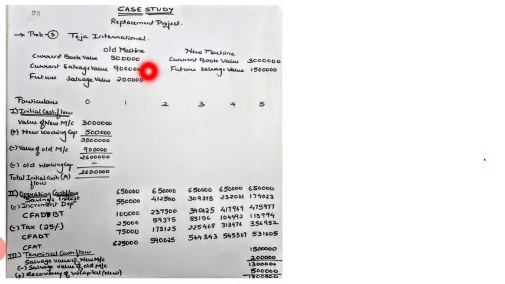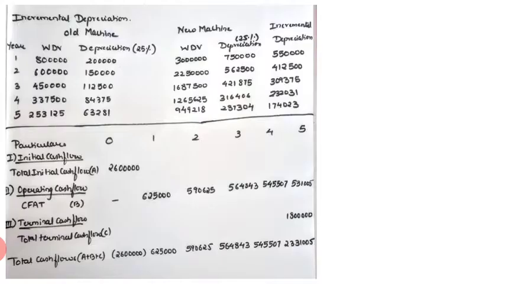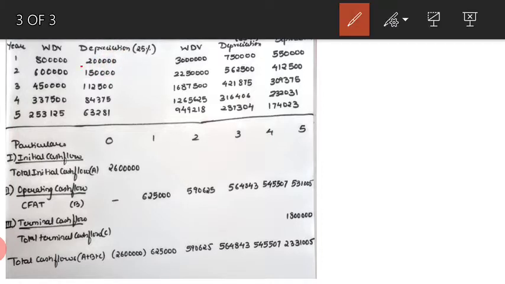And I'm repeating, 9 lakh we have already considered in initial cash flow, so that is gone. Now current book value, we are considering it for incremental depreciation. So what is the current book value? It is 8 lakh. So depreciation is at 25%. So 8 lakh into 25% is 2 lakh. So depreciation for the first year is 2 lakh. What is the written down value for the second year? It is 8 lakh minus 2 lakh gives you 6 lakh.